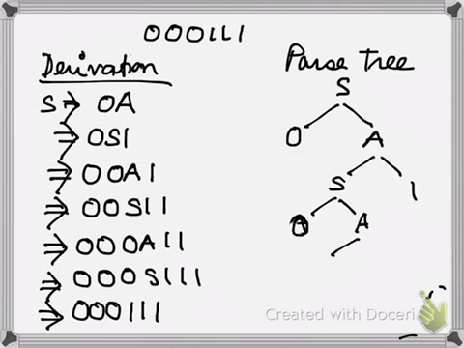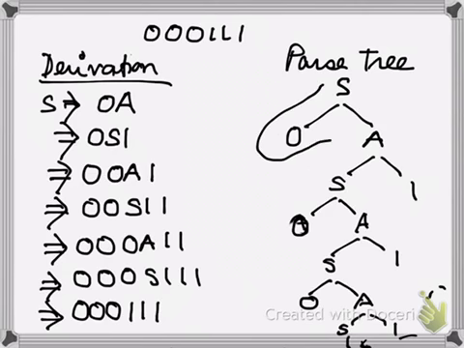Then again A will be replaced by S1. Then again S will be replaced by 0A. Alright, then again A will be replaced by S1. Now here S will be replaced by epsilon. So if I traverse this parse tree, the yield, by yield I mean the leaf nodes.